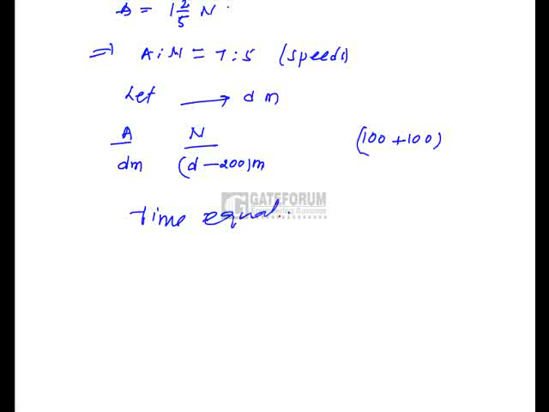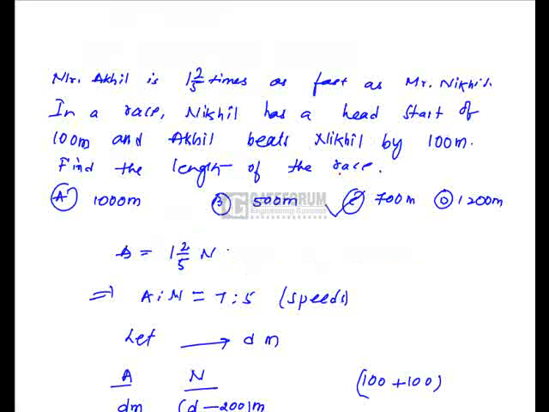So, here it will be nothing but d by 7 is equal to d minus 200 by 5. If I simplify, we'll get the value of d as 700 meters. So, the length of the track is 700 meters, which is option C.